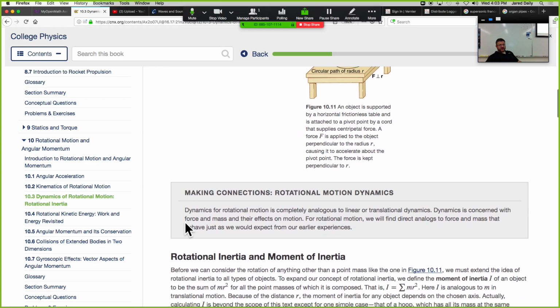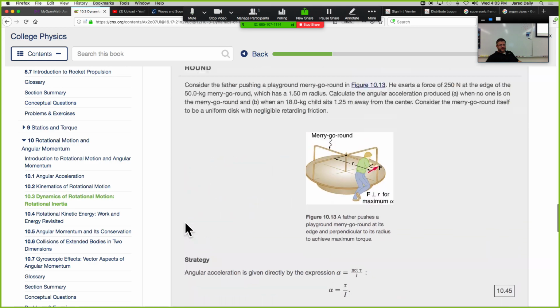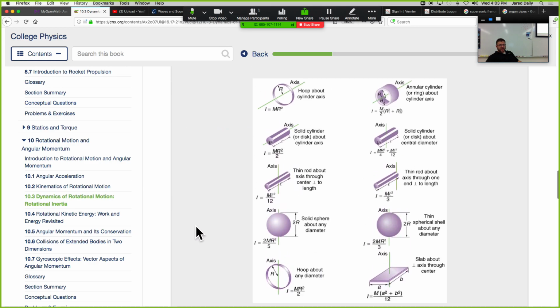Then we're going to come down here to this chart with all the shapes on it, and we're going to look for a solid sphere. Solid sphere is right here. A solid sphere's rotational inertia is equal to 2 times the mass times the radius squared over 5. So 2/5 mr squared. So we go back.